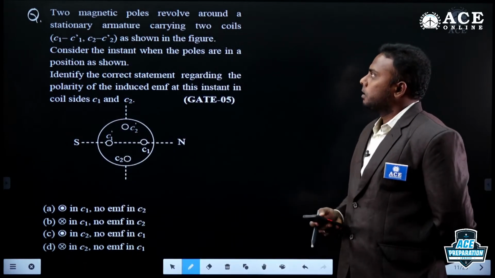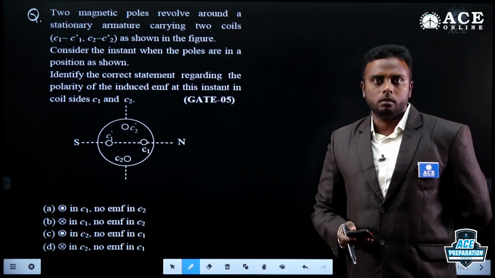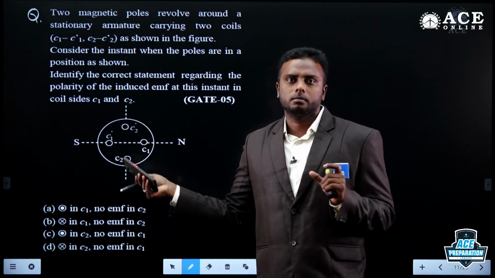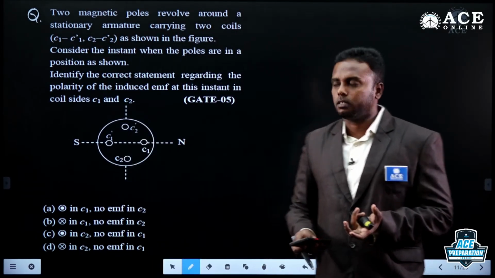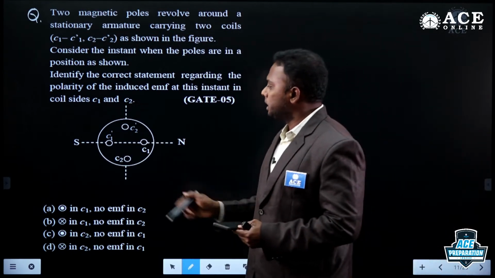Read the question. Two magnetic poles revolve around a stationary armature. Armature stationary here. Armature is nothing but conductors. Conductors in generators we call armature here. Stationary armature carrying two coils, C1, C1 dash.